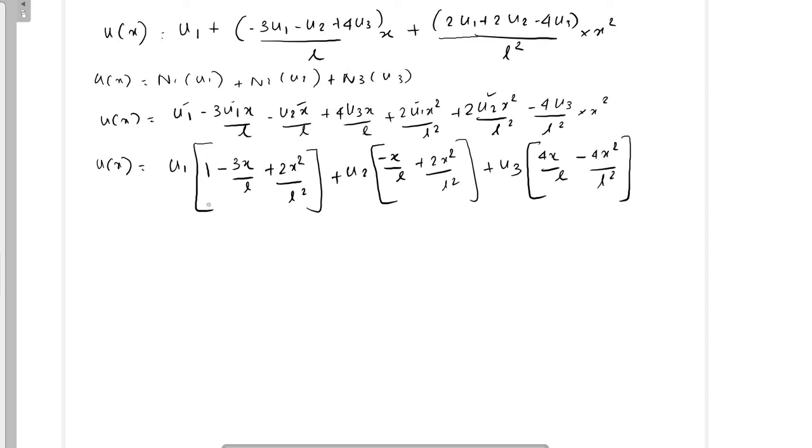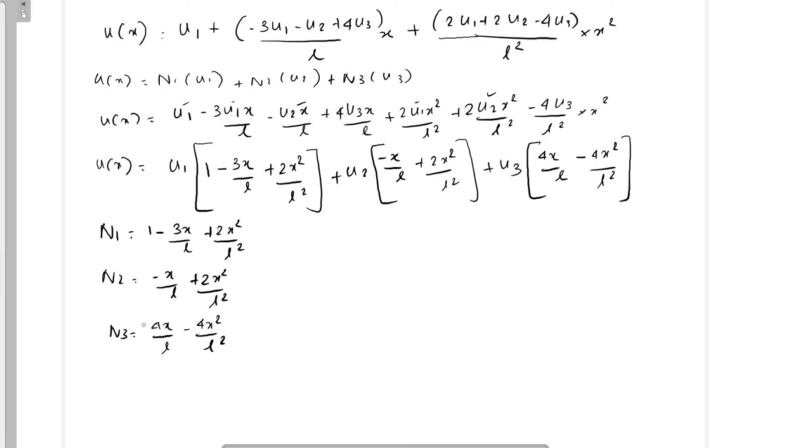So now we get the shape function values. N1 is equal to 1 minus 3x by L plus 2x square by L square. N2 is minus x by L plus 2x square by L square. N3 is 4x by L minus 4x square by L square. So we have completed finding the shape function.